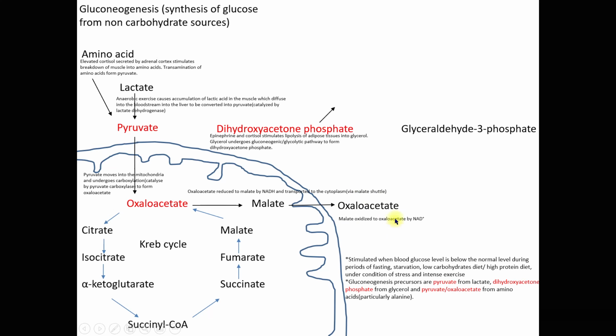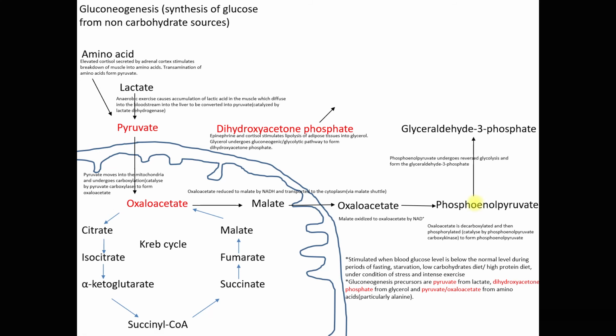So this malate shuttle is for the sake of shuttling the oxaloacetate out from the mitochondria into the cytoplasm. Now this oxaloacetate will be decarboxylated and then phosphorylated to form phosphoenolpyruvate. Now this phosphoenolpyruvate undergoes reverse glycolysis to form glyceraldehyde 3-phosphate.